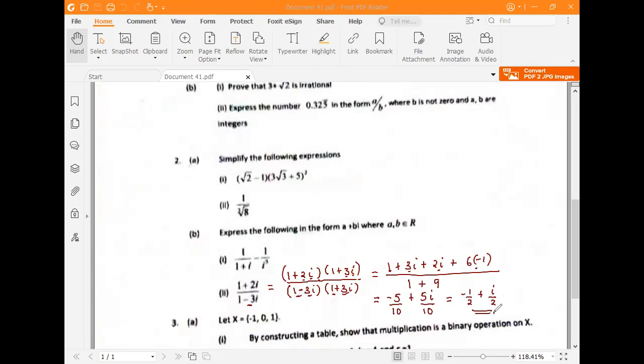So any question that has to do with this, make sure you get it correct. Let no one scare you. These are very easy questions.